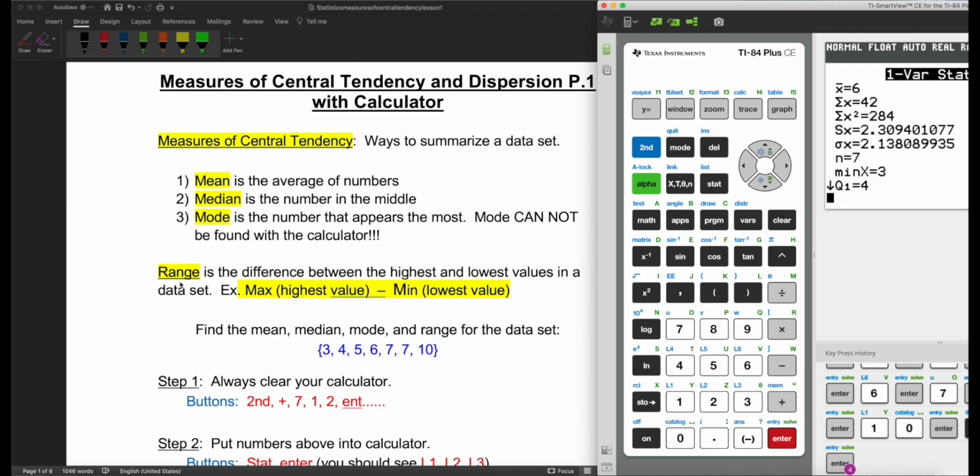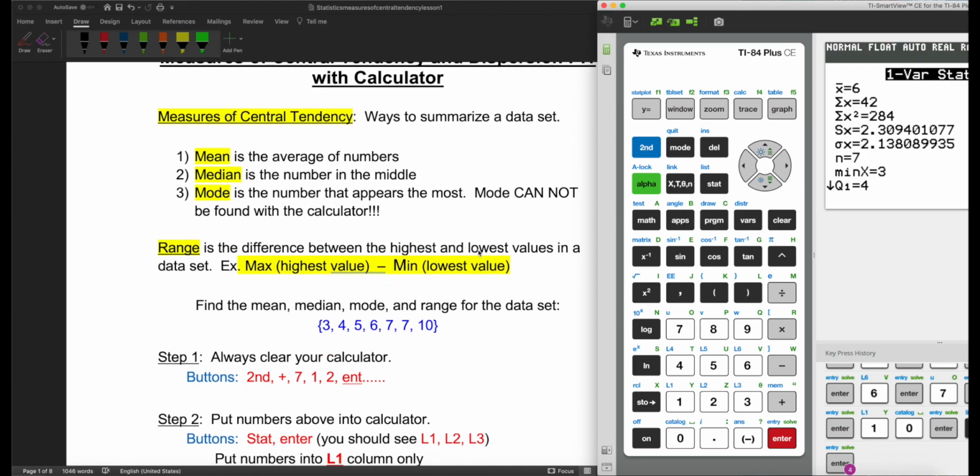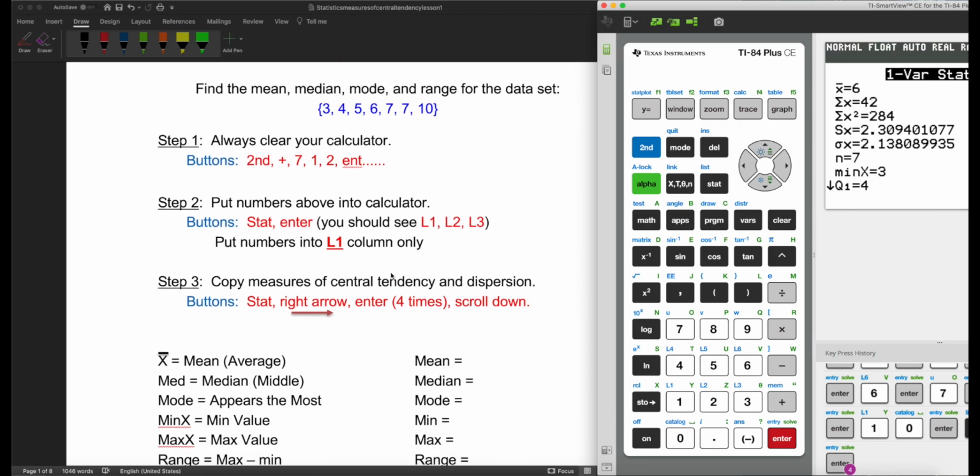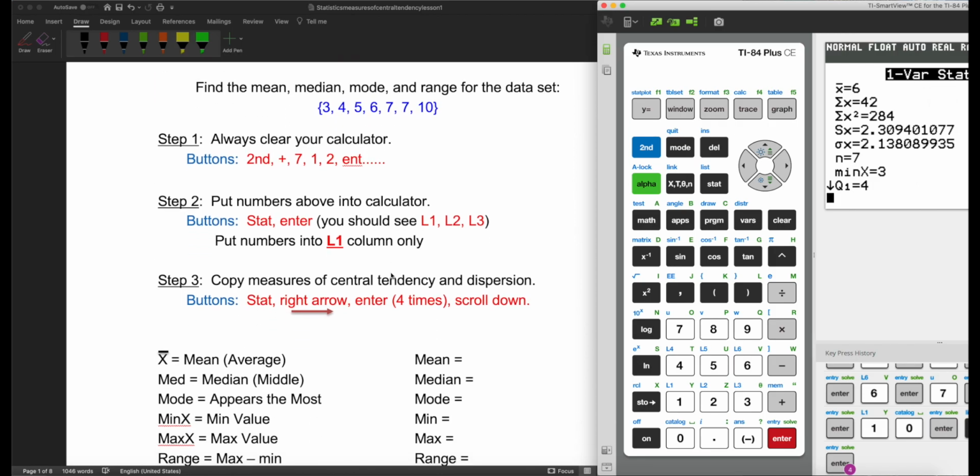We are also going to talk about the range. Range is basically the difference between the highest and the lowest values in a data set. Very simple. Difference tells you to subtract. And that's basically exactly what you're going to do. You're going to take the max value, the highest value in the data set, and you're going to subtract the lowest value, or the min, in the data set. And that's how you're going to find your range. All right? So let's look at this data set below and use our calculator to find everything we need.